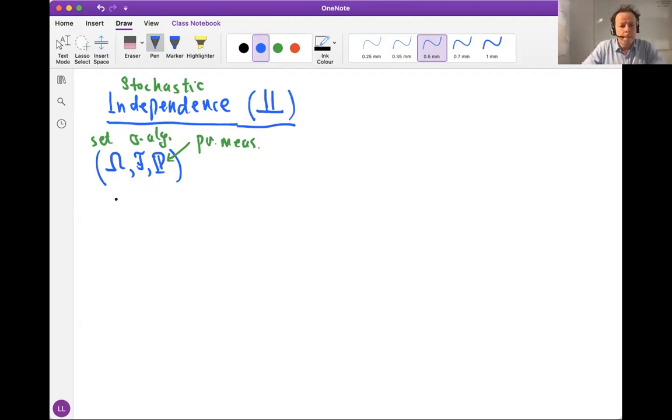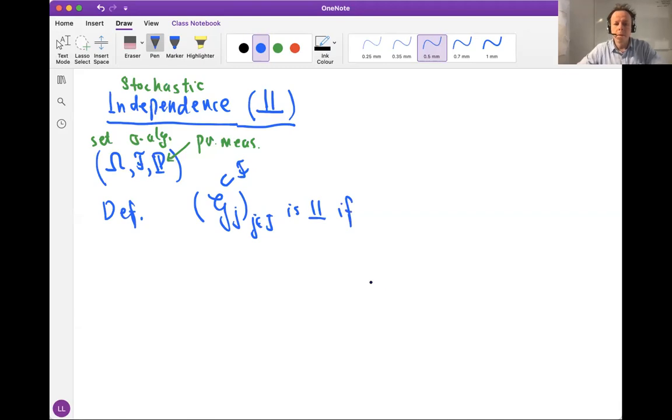So we define that a collection of sigma algebras, let's index them by J, and they are now assumed to be sub-collections of this F, is independent if, and what is the condition? The condition is what you might expect: it means that the probability of the intersection factorizes.